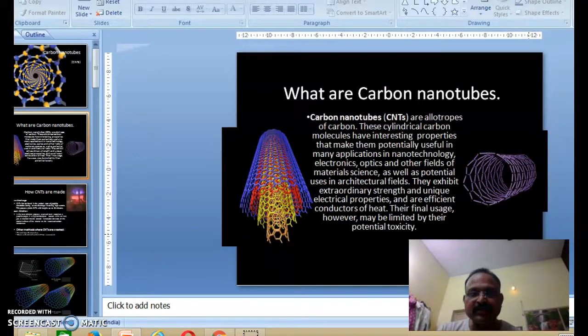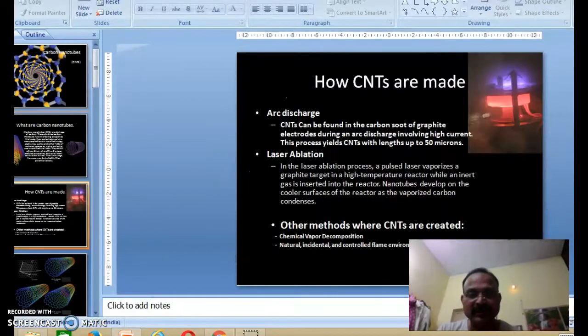I just want to introduce the basic concepts of carbon nanotubes. Carbon nanotubes are allotropes of carbon. These are cylindrical carbon molecules having interesting properties that make them potentially useful in many applications in nanotechnology, electronics, optics and other fields of material science, as well as potential uses in architectural fields. They exhibit extraordinary strength and unique electrical properties and are efficient conductors of heat. Their final usage, however, may be limited by their potential toxicity.